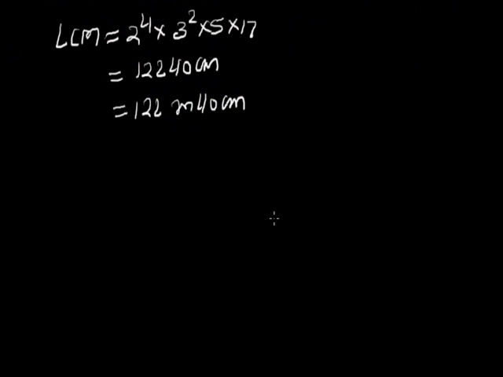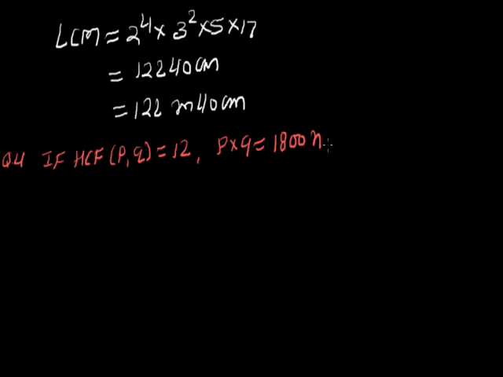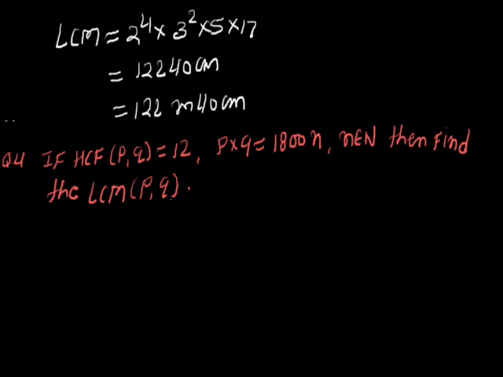Let us solve one more problem, again based on the HCF and the LCM of two numbers. That is our fourth question. We are given that if HCF of P comma Q is equal to 12, then P into Q is equal to 1800 N, where N belongs to the natural numbers, N is any natural number. Then find the LCM of P and Q.